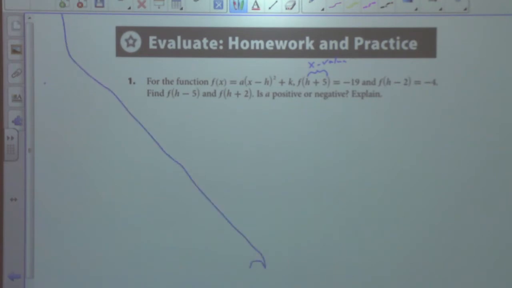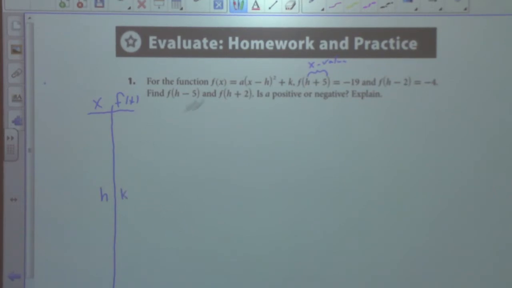What I did on this was made a table. So if you make a table, you have x and f of x. And the first thing I'll put is the vertex. What's the vertex going to be? It's going to be h. And if we put in h, what's our output value going to be? Okay, J says K. Yeah, J, you're right.